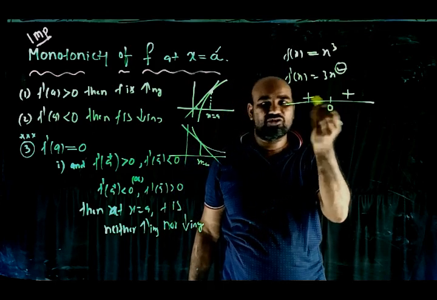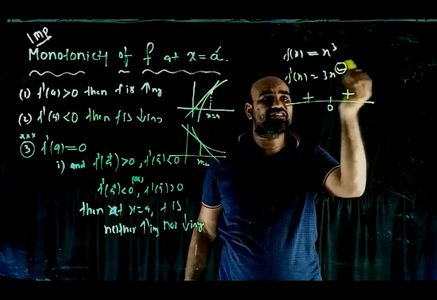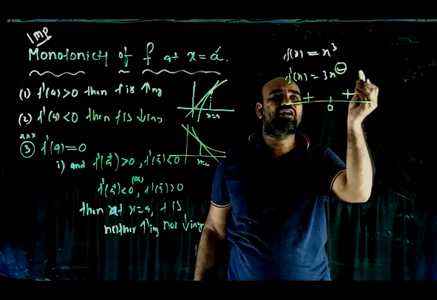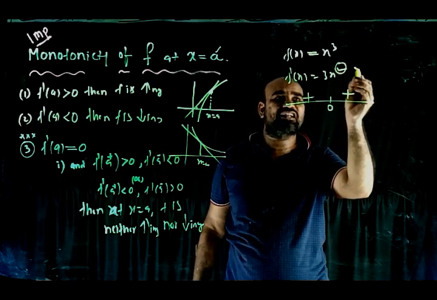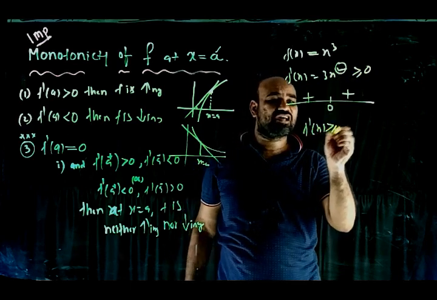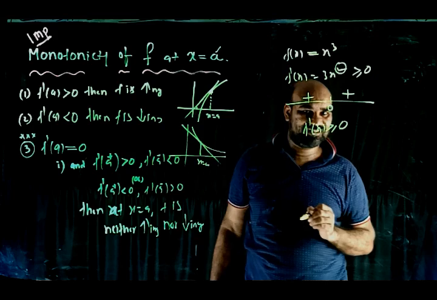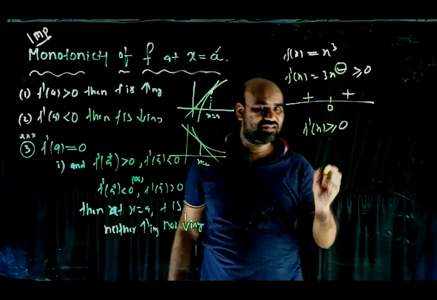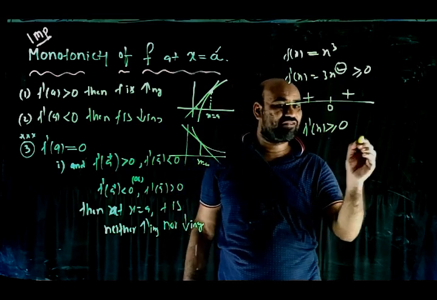0 plus positive, 0 minus positive. Means f dash of x is always greater than or equal to 0. 3x square, simply what I can say, 3x square is always greater than or equal to 0 only. That's why f dash of x is greater than or equal to 0; especially at 0, you need to check. Okay, understand? See, the graph of f of x equal to x cube will be like this.